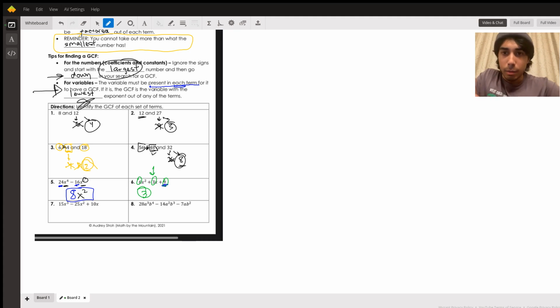All right, number 7. You've got another one with letters here, right? We have to check: is there an x on every single one? Yes, there is. So there's going to be an x, and it's the variable with the lowest exponent out of any of the terms. Well, the lowest exponent is this one right here. It's that one with an invisible 1, right? Remember, if there's no exponent, that's like an invisible one. So it's going to be something x.